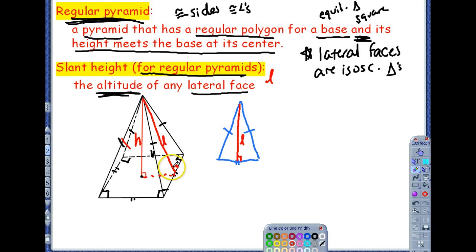Notice that the slant height and the height are not the same thing, guys. They're not the same thing. The height is the perpendicular distance between the vertex and the base. The slant height is only perpendicular to the base edge. Right.